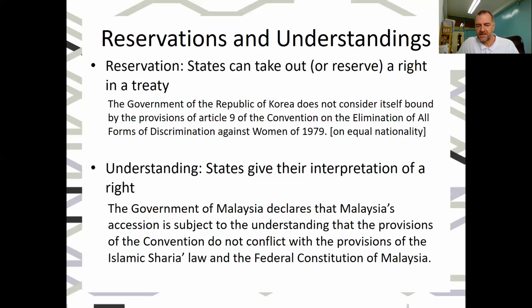But here we have an understanding that Malaysia gave about rights in CEDAW. It said that the government of Malaysia declares that Malaysia's accession to CEDAW is subject to the understanding that the provisions of the Convention do not conflict with the provisions of Islamic Sharia law and the Federal Constitution of Malaysia. So what they're basically saying here, and this can undercut a lot of the authority of CEDAW, is that if there's a conflict between Sharia law and the Constitution in terms of women's rights, then Sharia law and the Constitution will prevail. That will give their interpretation. So CEDAW cannot overrule the Constitution and Sharia law. Now that may limit women's rights in, say, family law in Malaysia.